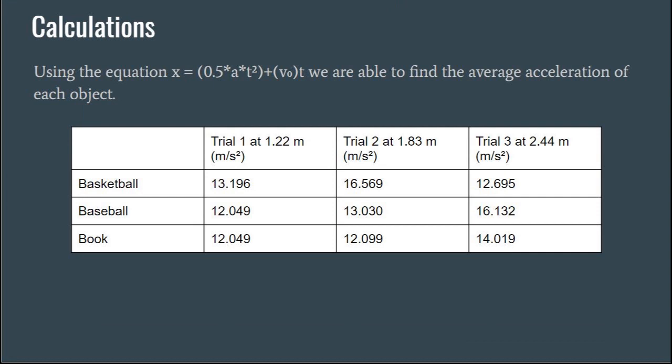So now for calculations, Ricardo used the kinematic equation x equals a times t squared, acceleration times time squared, all divided by 2, plus the initial velocity multiplied by time. And using this, we could find the average acceleration of each object, and you see it below. This is the same as the last chart, except it's in meters per second squared for each object.